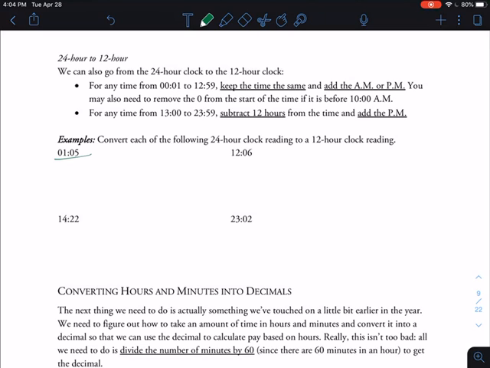Okay, so here we go, 01:05. That's between 00:01 and 12:59, and so we're going to keep the time the same.